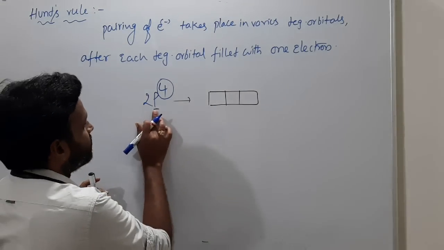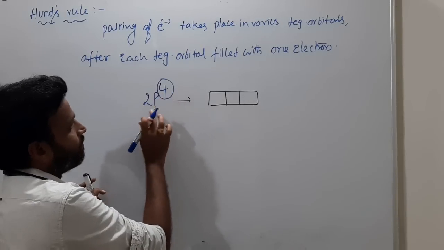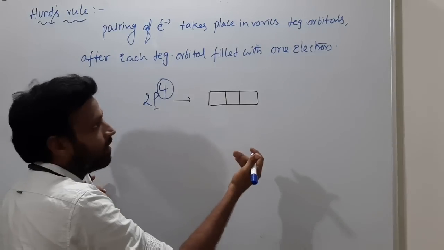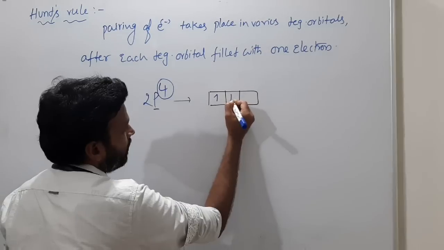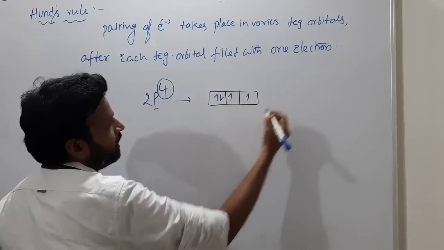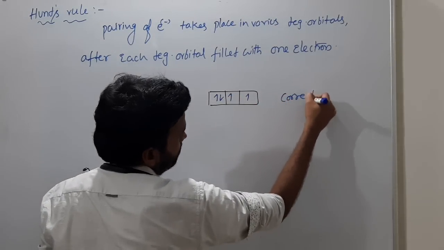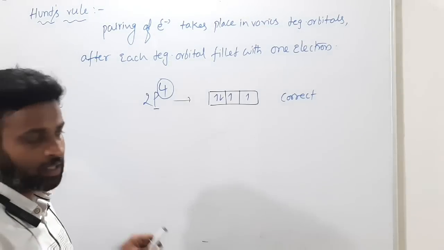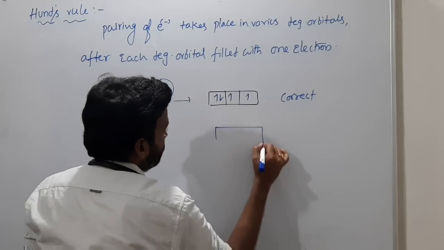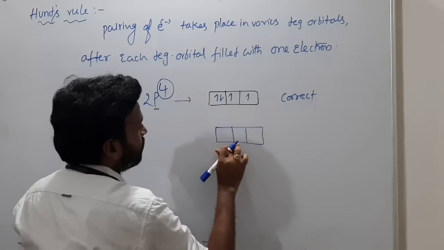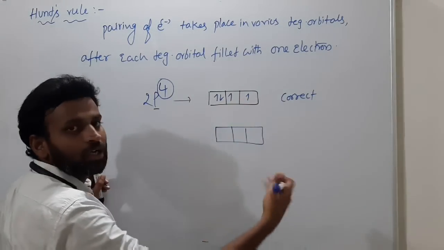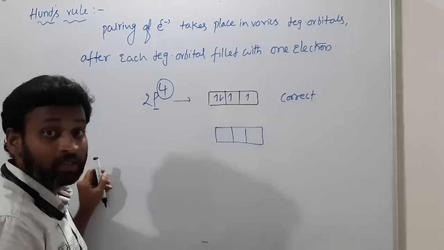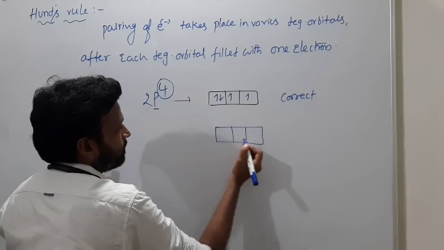Okay, so this P subshell consists of 4 electrons. P means 3 degenerate orbitals are there. So in 3, how to fill 4 electrons: 1, 2, 3 and 4. This is the correct representation according to Hund. Correct it is. Okay. So now from this you can understand there are 2 unpaired electrons. Unpaired means which are not paired. So this one and this one. Can you understand how many unpaired electrons there are or not?